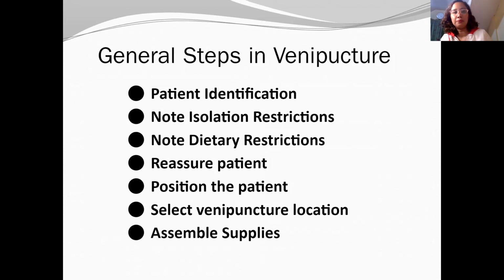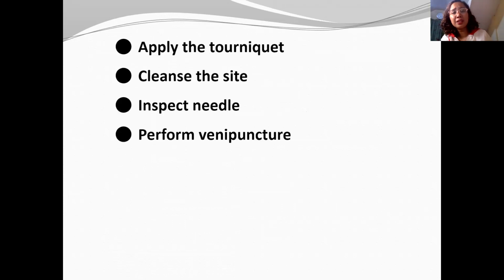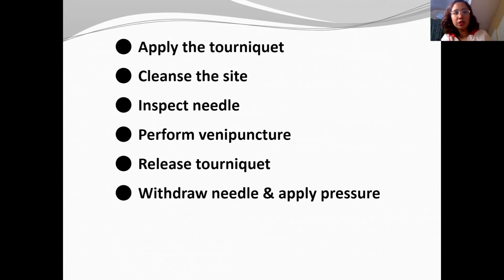Select the correct venipuncture location based on the patient, on a case-to-case basis. Assemble the supplies and make sure they are complete. Read the requisition form to see which tubes are needed. Apply the tourniquet, tense the site, inspect your needle, make sure bevel up, sharp, perform the venipuncture, release the tourniquet, withdraw, and apply pressure, to lessen the chances of forming a hematoma.